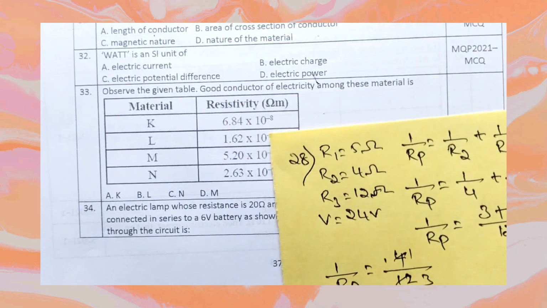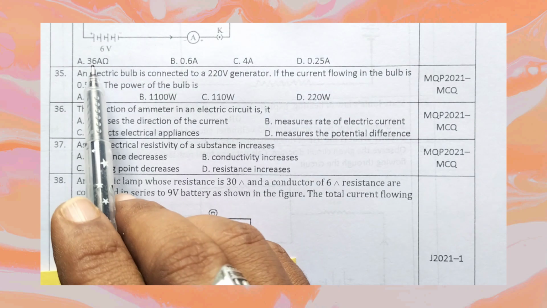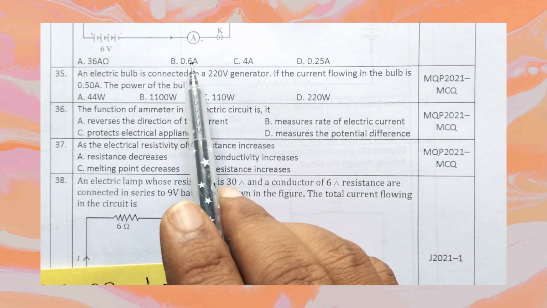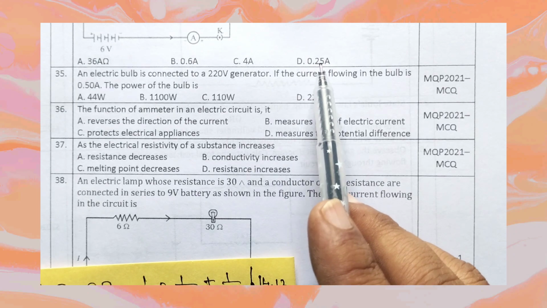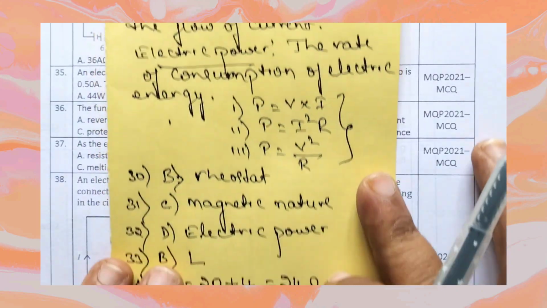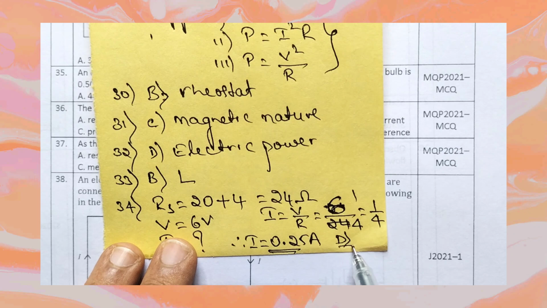So like this we have to answer the 34th question. The options for the 34th question are 36 ampere, 0.6 ampere, 4 ampere, 0.25 ampere. Here we got 0.25 ampere, so the right answer is option D.